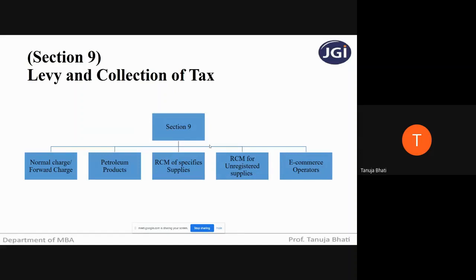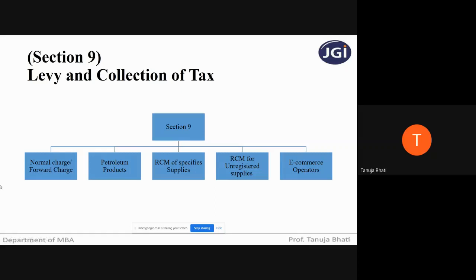So levy and collection of tax, in detail, we will be seeing now. It is covered under Section 9. Section 9 subsection 1 deals with forward charge. Section 9 subsection 2: we will see how the levy and collection of tax happens in petroleum products. Section 9 subsection 3: we will see how the collection of tax is going to happen in some specified supplies. Section 9 subsection 4 is for unregistered supplies, and Section 9 subsection 5 is for e-commerce operators.